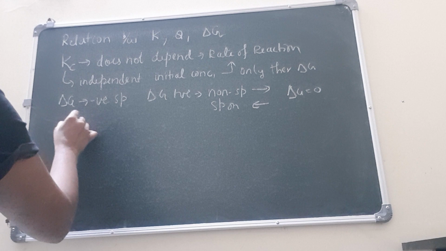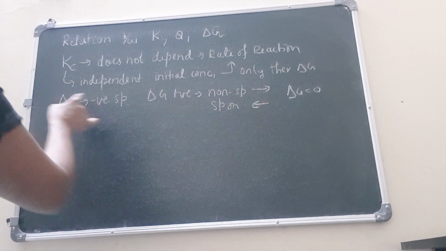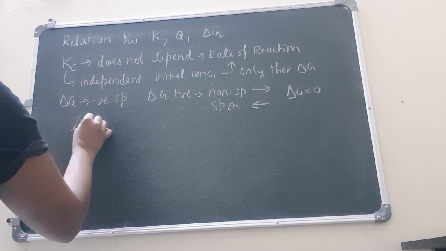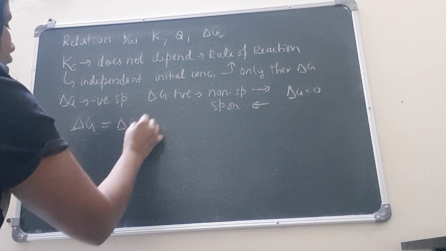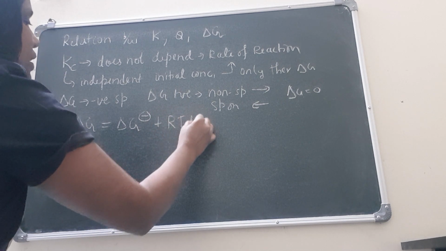Why this condition is happening, we have already studied from the thermodynamics perspective. Let us now understand this. Why do we say that when delta G is negative, it is going to be a spontaneous reaction? This explanation we are going to understand now. Alright, so you have free energy change in terms of standard free energy plus RT ln Q.